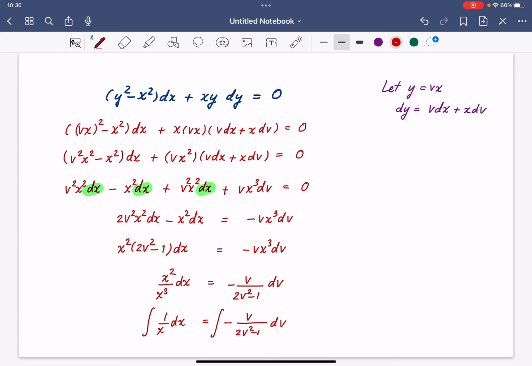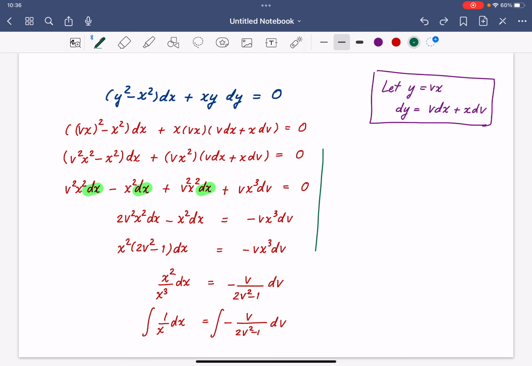Now you need to integrate it. Okay. Alright, keep going. So we're gonna do it here. So integrate 1 over x is log absolute x, right?